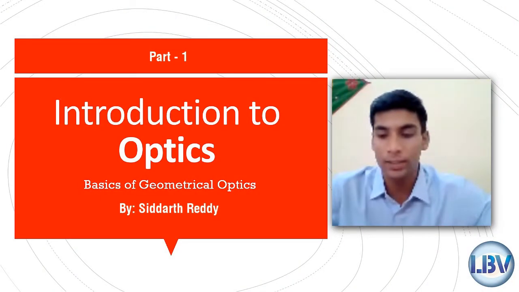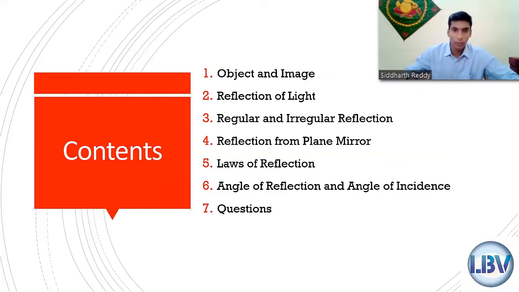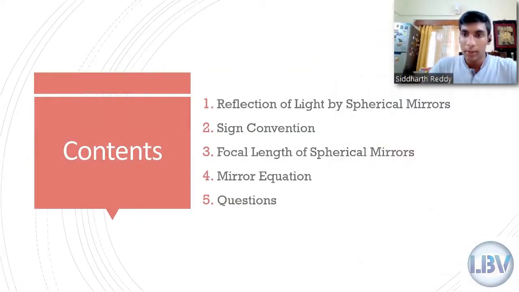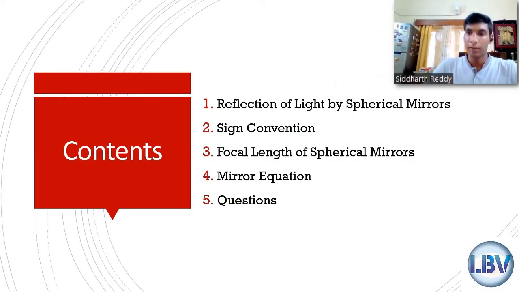We'll be dealing with the basics of geometrical optics here. In today's lecture, we'll be covering 5 to 6 topics. When light rays coming from an object are reflected from a mirror, or when two light rays meet, or many light rays meet. So in this lecture, we'll be covering roughly 4 topics.